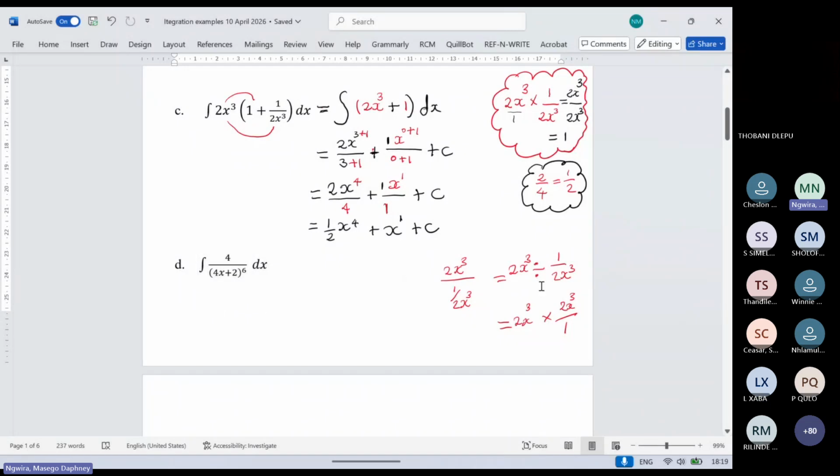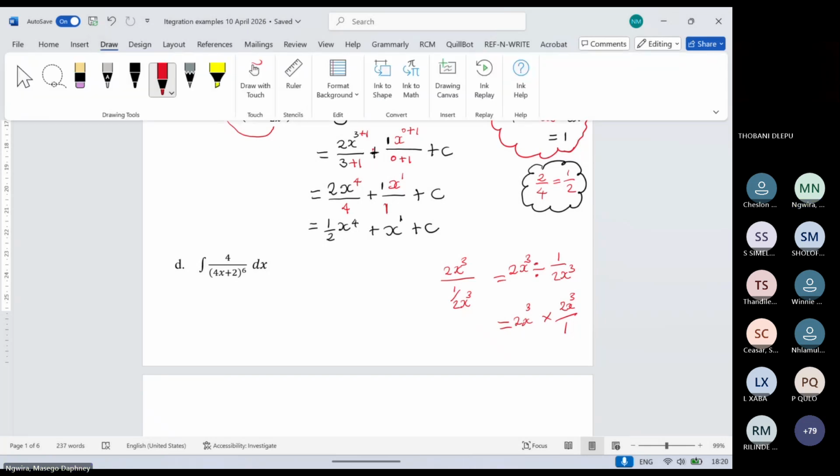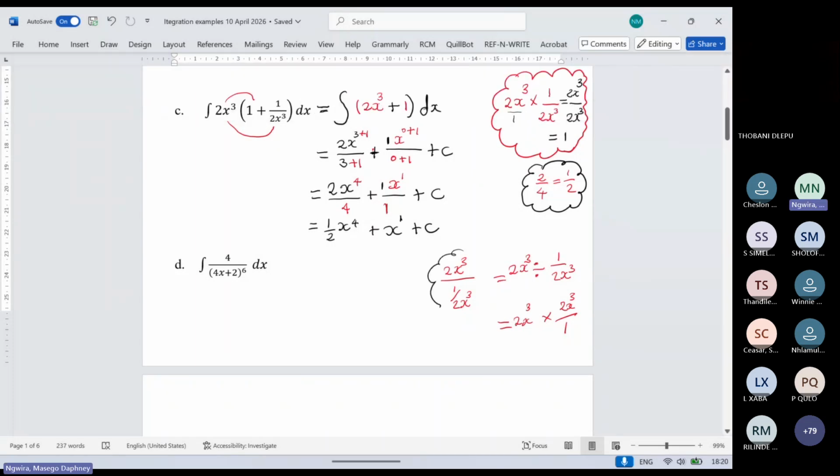On that note, how do we integrate D? Any volunteer, you can unmute yourself because I can't see anything. Any volunteer?